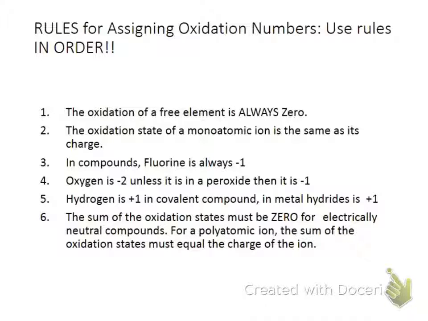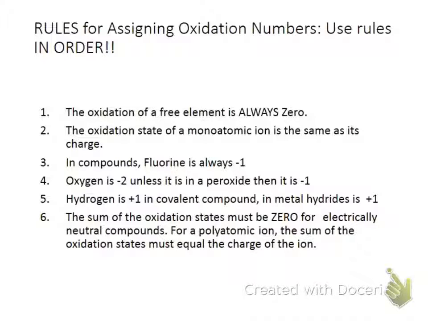If it's in a compound, fluorine's always a -1. Remember, if it's by itself, it's 0, but if it's in a compound, fluorine is the winner because it's so electronegative, it'll always be a -1. Oxygen is almost always a -2 unless it's in a peroxide. I would tell you if we have a peroxide. Most likely we won't see one in here. The only peroxide you might see is hydrogen peroxide, H2O2, which is the stuff you get in the brown bottle that fizzes when you put it on a cut. That one would be -1. Otherwise, oxygen is going to be -2 when it's in a compound.